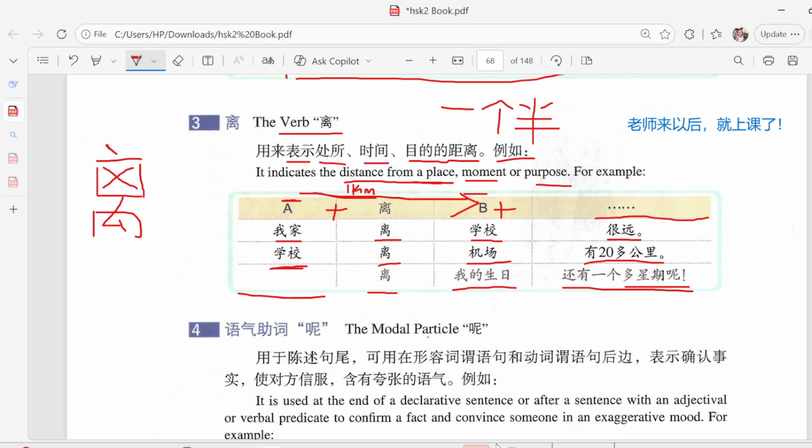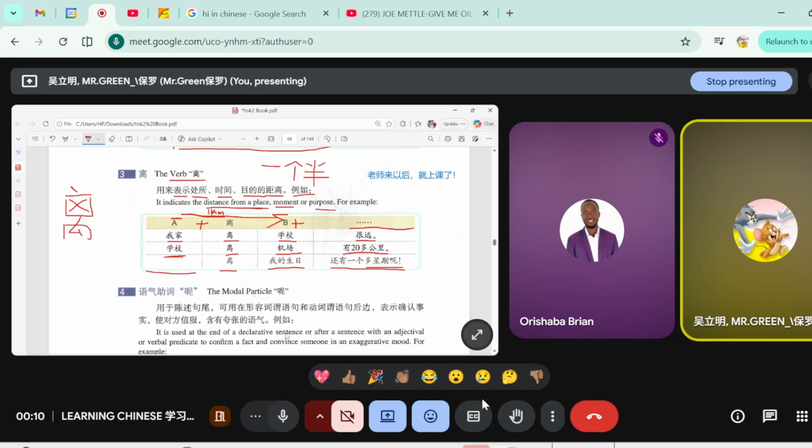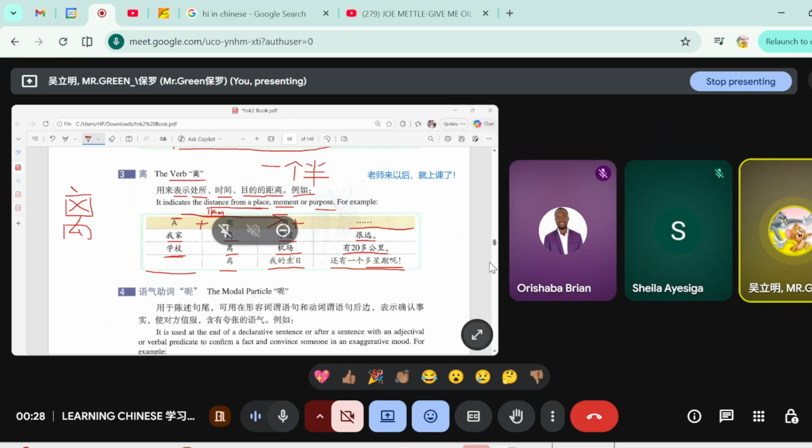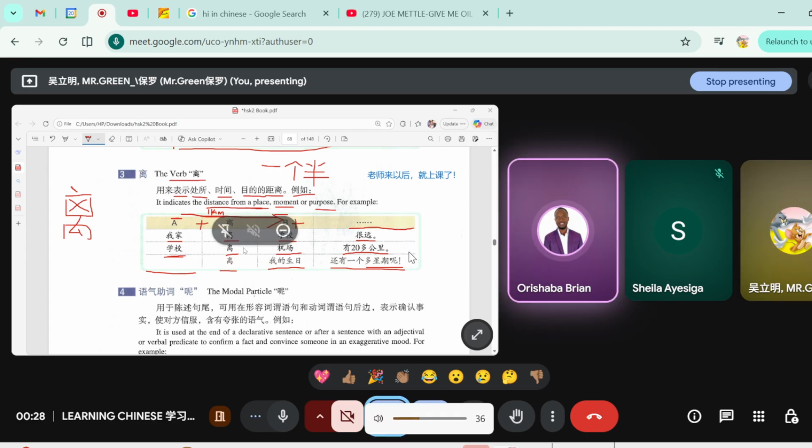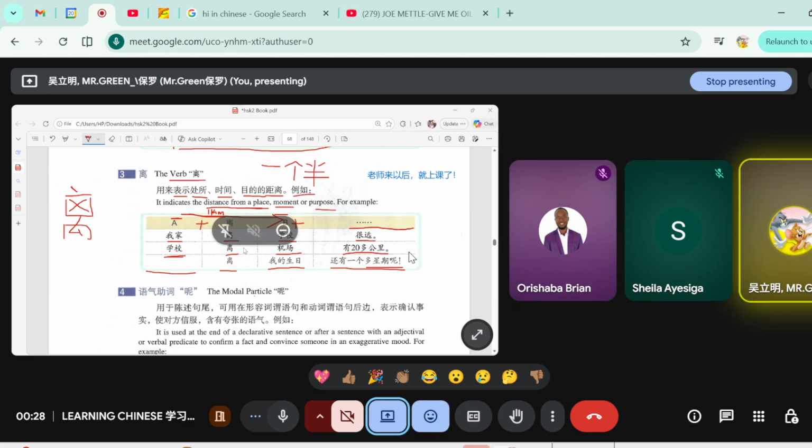You understand? 同学们能听得明白吗？ Is it understandable? 明白了. Okay. If you don't understand, you can unmute your mic, or if you have an example also, you can use 离, create one sentence, or use one of the ones we've learned above. Make a sentence using 离: which place is far from which place in your environment?